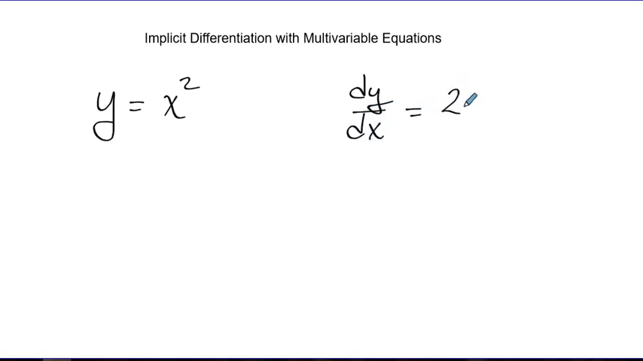Let's take a look at implicit differentiation with multivariable equations. I'm going to start off with a really simple example. Let's take y equal x squared. Now, from Calc 1, you know that dy/dx is 2x. I'm going to show you a pretty fancy way to get that same answer.